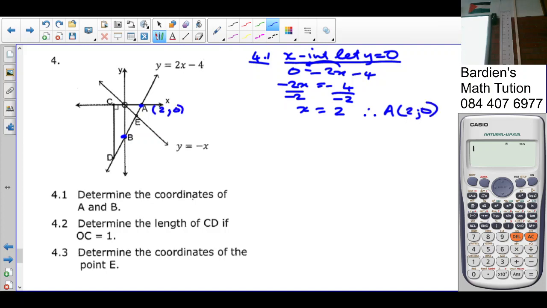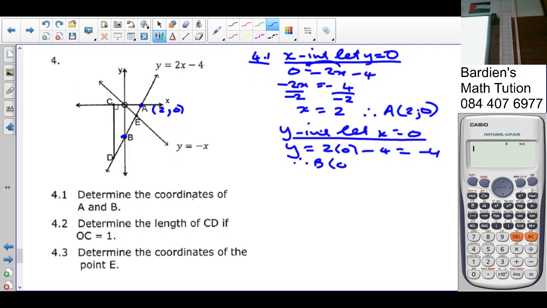How do you calculate B? Y-intercept. What do you do for y-intercept? Let x equal to 0. So y equals 2 times 0 minus 4, which is negative 4. Therefore, B is 0 and negative 4. Remember, if they ask you for the coordinates, it must be given in coordinate form. Coordinates consist of, namely, an x and a y. That's coordinates.